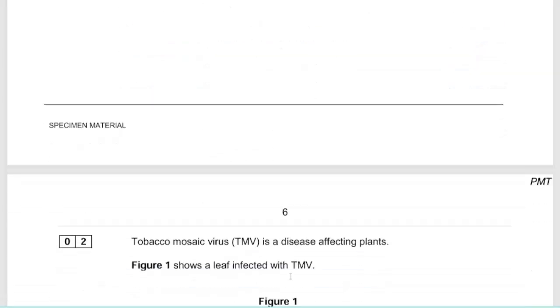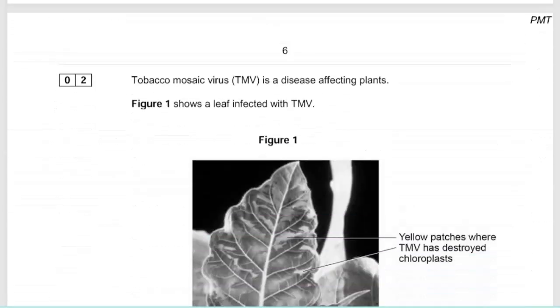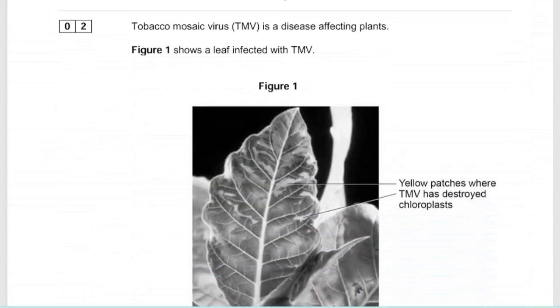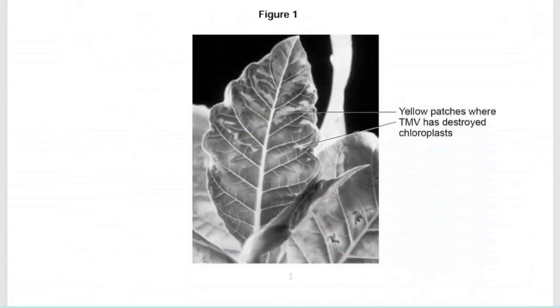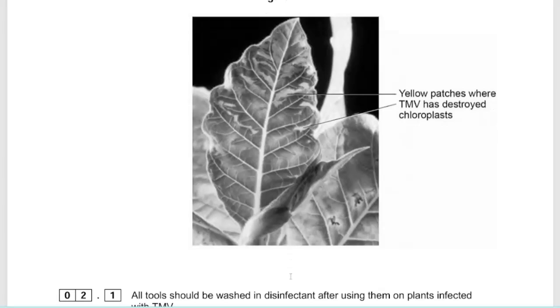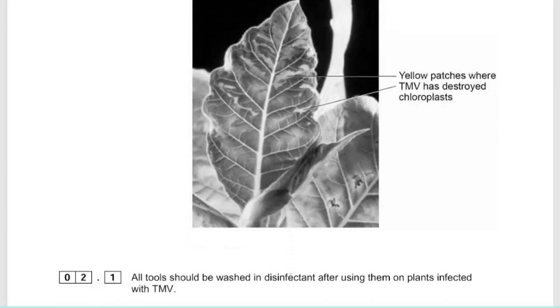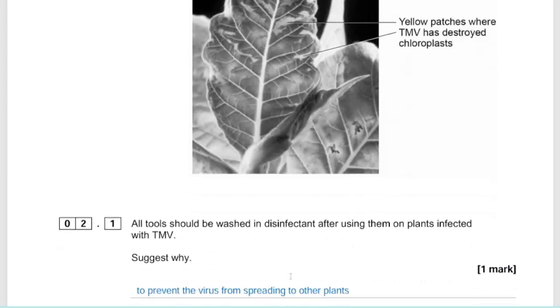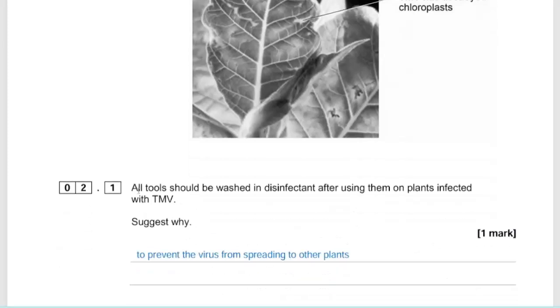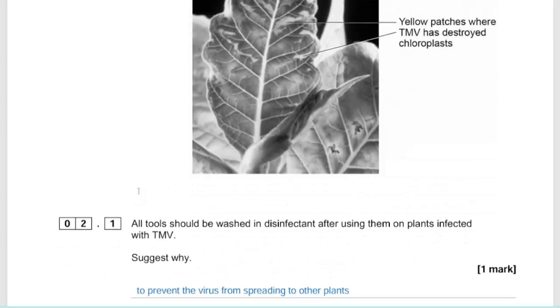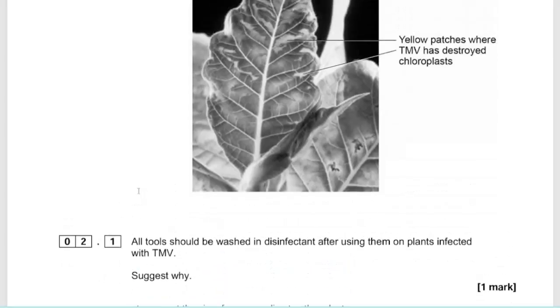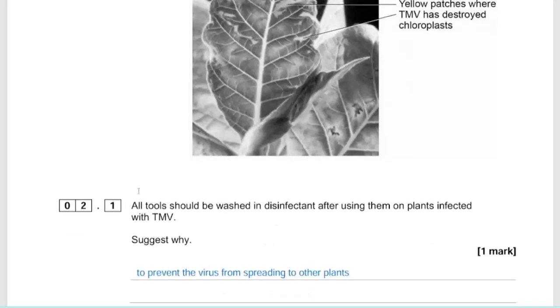Moving on. Question 2. The tobacco mosaic virus is a disease affecting plants, and we're just shown a nice figure of it, where yellow patches are where TMV has destroyed chloroplasts, which is like black and white. I don't know why AQA is expecting us to work with colour when it's black and white. All tools should be washed in disinfectant after using them on plants infected with TMV. Suggest why. Now this is to prevent the virus from spreading to other plants.